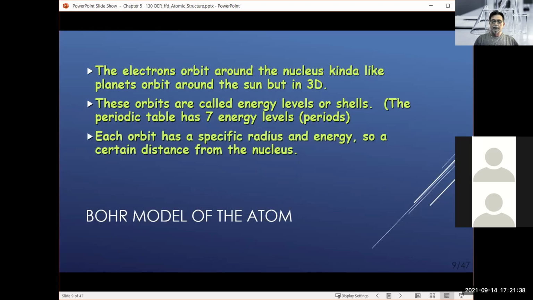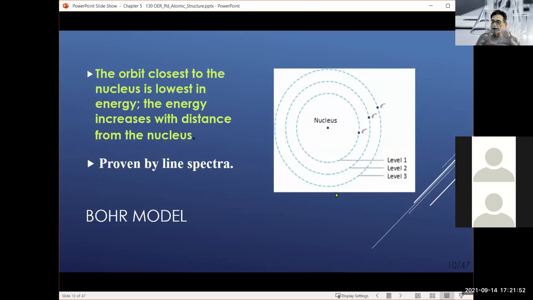Okay. All right. Now, each orbit or each energy level has a specific radius and energy, and a distance from the nucleus. And so that's why in that simulation you saw that dotted circle, because that represented the energy levels. And here in this diagram, it just shows 3 of them, but there are 7 of them, right? And you already learned from the simulation, remember when I was pushing the electrons, that very first one only handled 2. Okay? Only handled 2.